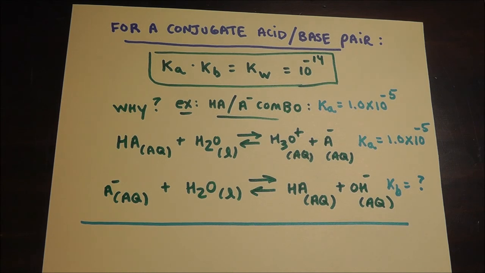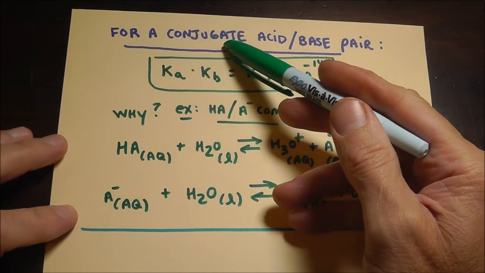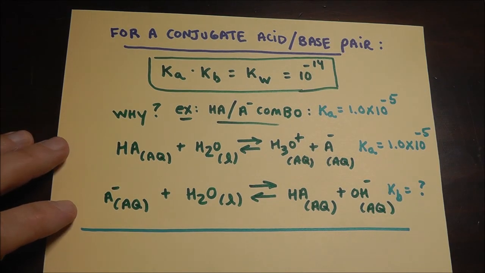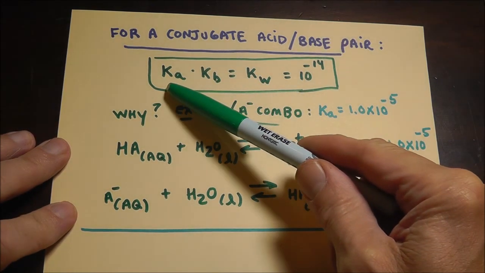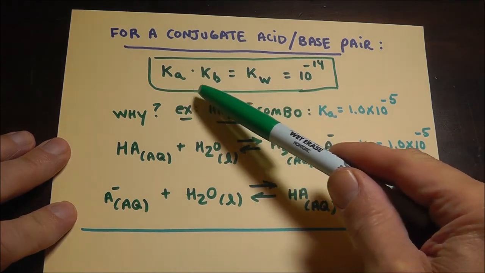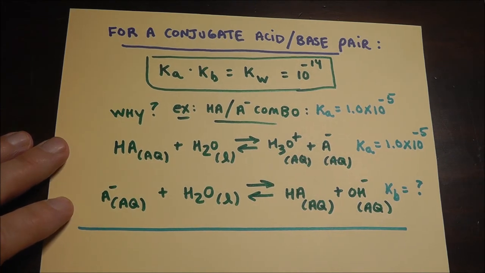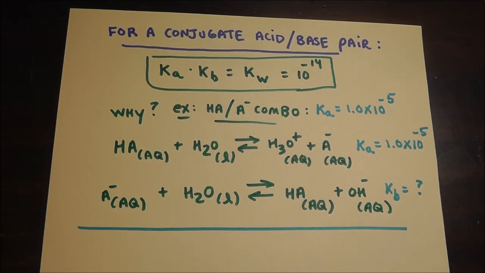And the problem is we never told you how to calculate what the pH of something is. And so here's the relationship. If you have a conjugate acid-base pair, something like fluoride ion and hydrofluoric acid, or ammonium ion and ammonia, Ka times Kb is 10 to the minus 14, always.